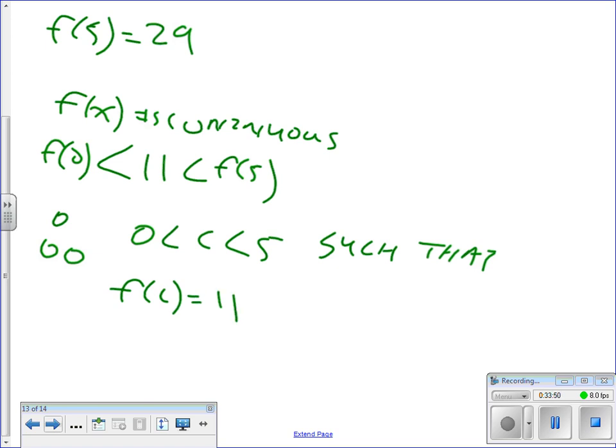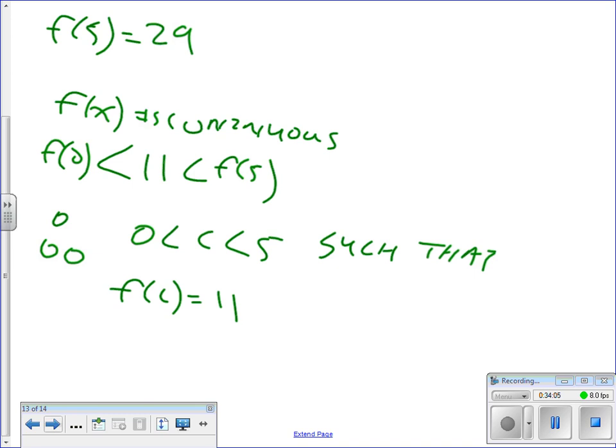There is a point. Do I know what that point is? No. I don't care. But I know it exists. If I really do want to know what it is, I can go out and find it. But all I'm caring is, does it actually exist or not? That's what the intermediate value theorem says.